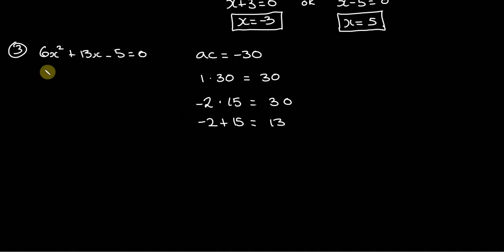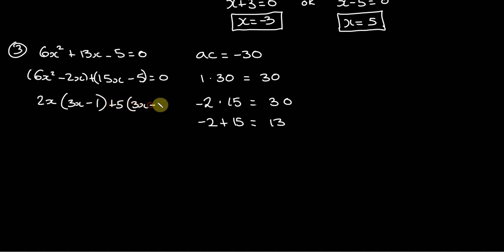Two terms, and so now we can rewrite this equation as 6x squared minus 2x plus 15x minus 5, which is set to equal 0. So in this first pair of terms, we can factor out a 2 and an x. So that's going to leave us with 3x plus or minus 1. And for the second pair of terms, we can factor out a 5. That's going to leave us with 3x minus 1.